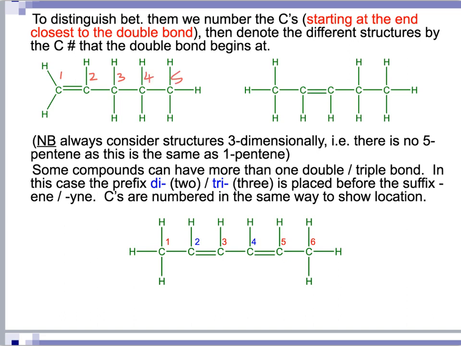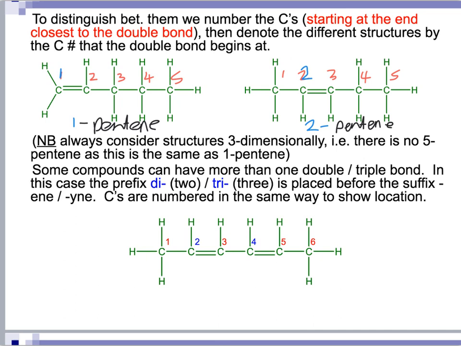In the picture on the right, same thing. We start closest to the end with the double bond, which is closest to the left. So 1, 2, 3, 4, 5. So what we are noticing is this. On the first structure, the double bond starts on carbon number 1, and in the second structure, it starts on carbon number 2. So they have 2 different names. This first one is called 1-pentene, and this second one is called 2-pentene.